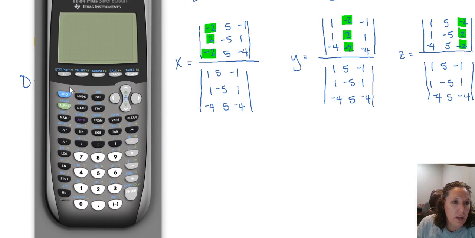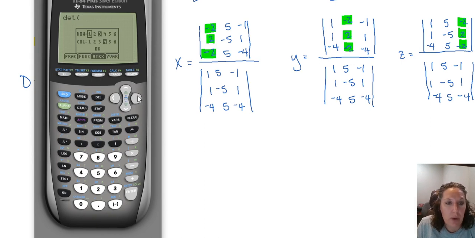So we're going to do second, matrix, and then get to the math menu. DET is what we're looking for, so that determinant is the first thing. We get this by going second and then matrix, and then we want to find the determinant of the matrix, so we're going to do alpha zoom. This matrix is 3 by 3, 3 rows, 3 columns.